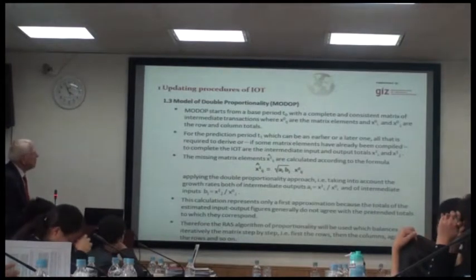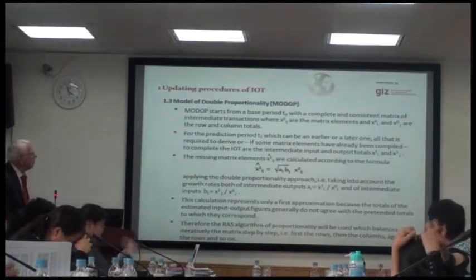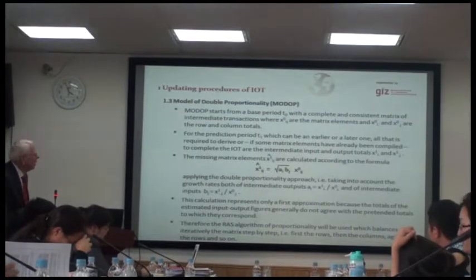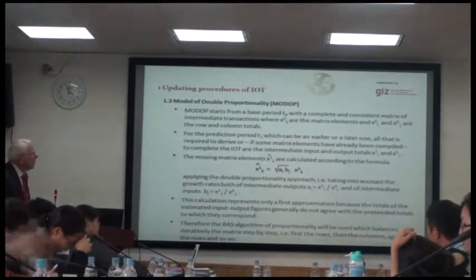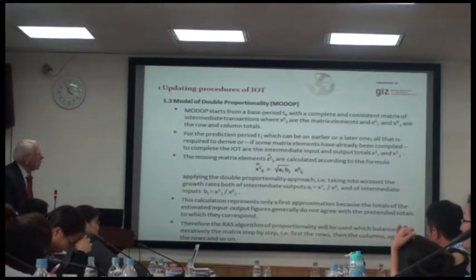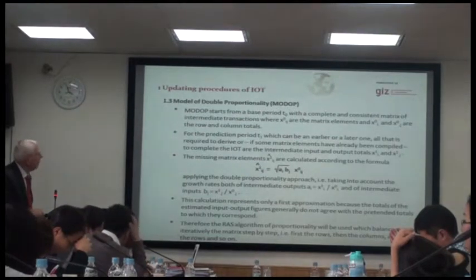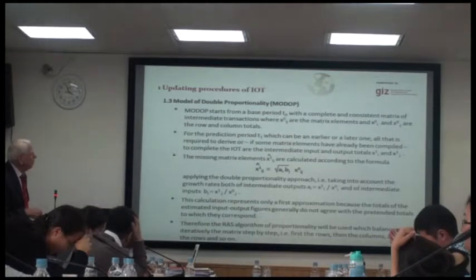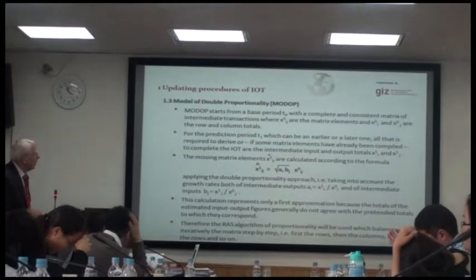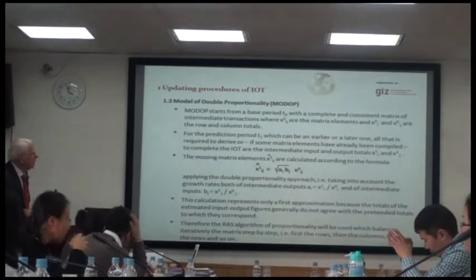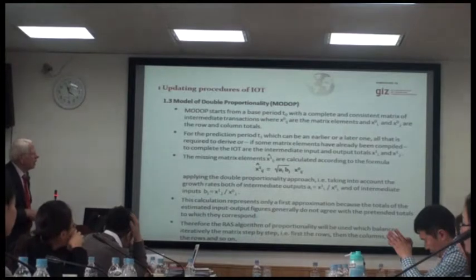MODOP starts from the base period T0 with a complete and consistent matrix of intermediate transactions, where xij0 are the matrix elements and xi.0 and x.j0 are the row and column totals we have seen. For the prediction period T1, which can be an earlier or a later one, all that is required to complete the IOT are the intermediate input and output totals xi.1 and x.j1, once some matrix elements have already been compiled.